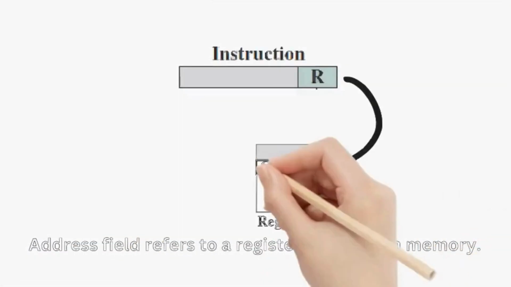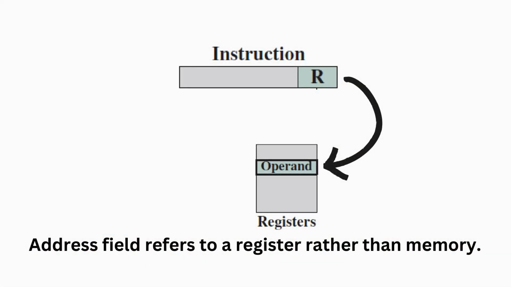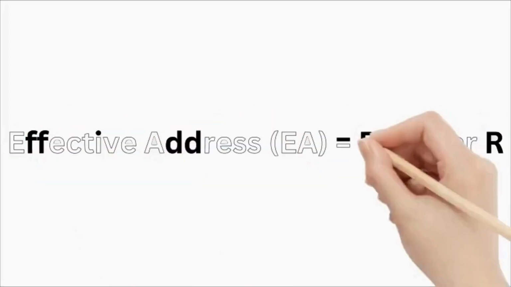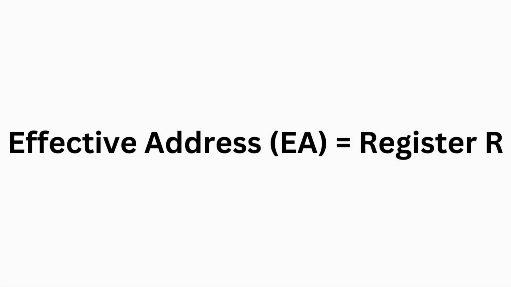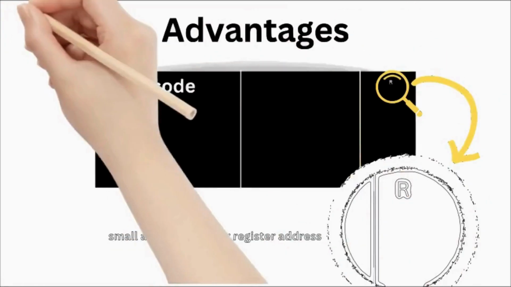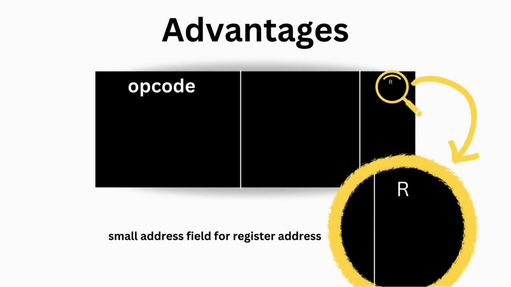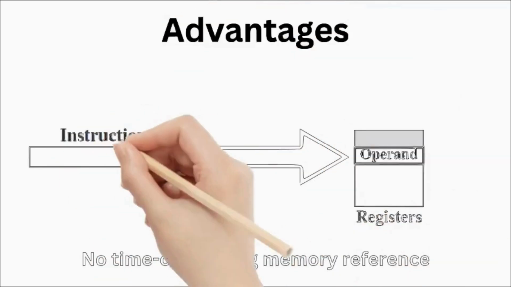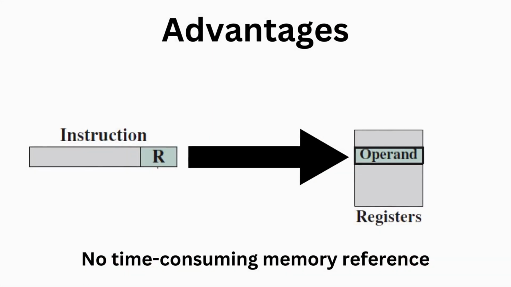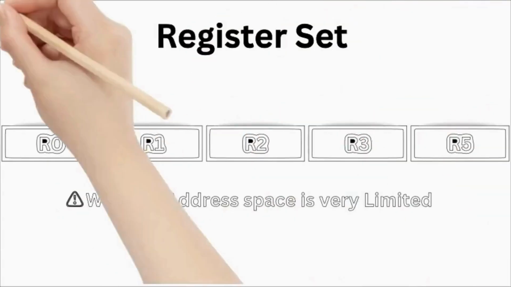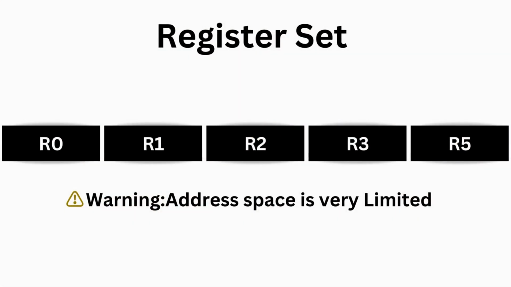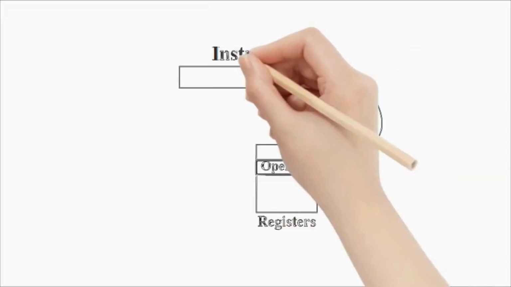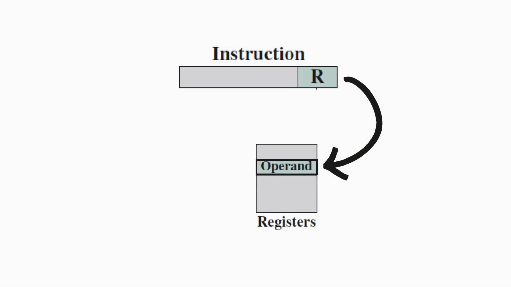Next, we'll discuss the register addressing mode in computer architecture. In register addressing, the address field refers to a register instead of a main memory address. Here, the effective address is simply the register specified in the address field. One advantage is that only a small address field is required in the instruction. Another advantage is that there's no need for a time-consuming memory reference. However, the main disadvantage of register addressing is that the address space is very limited. This diagram represents the process of register addressing mode, where the instruction refers to the operand stored in a register.